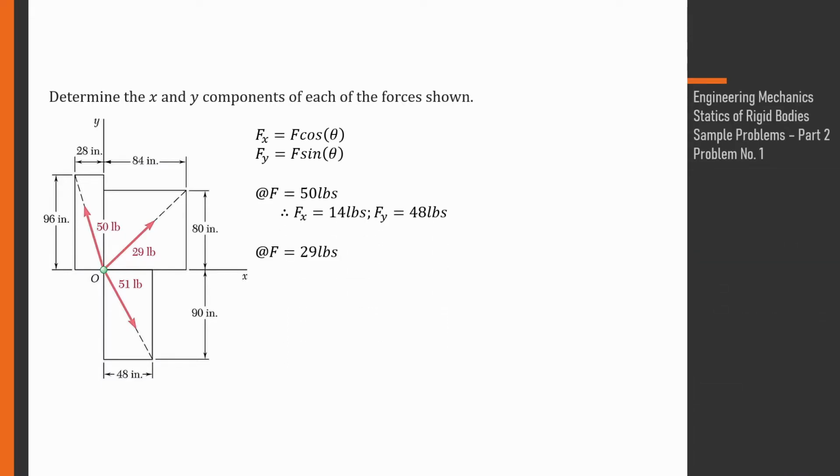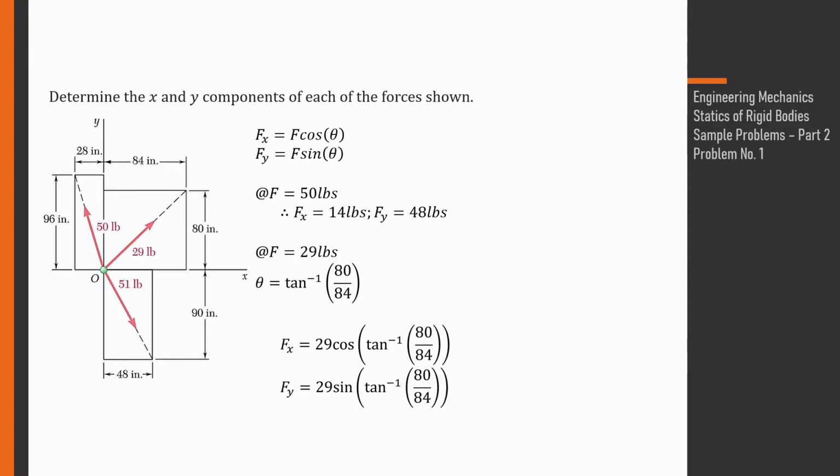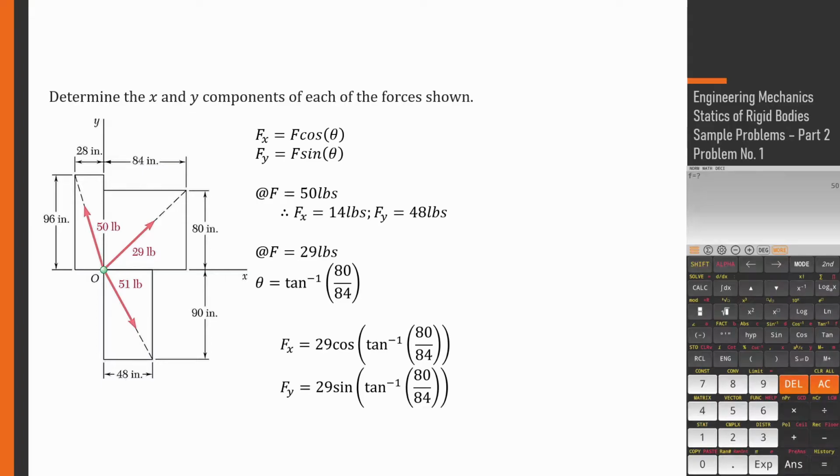Next, for the force with a magnitude of 29 pounds, tangent theta is equal to 80 over 84, and then theta is equal to arctangent of 80 over 84. So for the horizontal component, 29 cosine arctangent 80 over 84, and then the vertical component, 29 sine arctangent of 80 over 84. So F will be 29, a is 80, and b is equal to 84. So 21 and 20. So F of x or the horizontal component is 21 pounds, and the vertical component F of y is equal to 20 pounds.